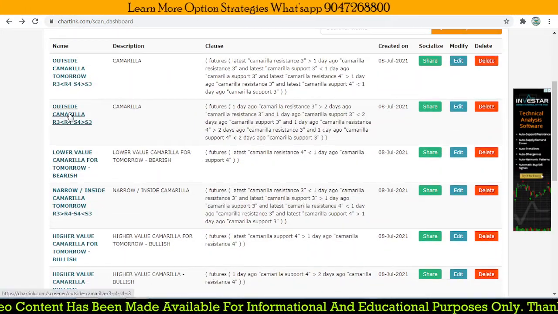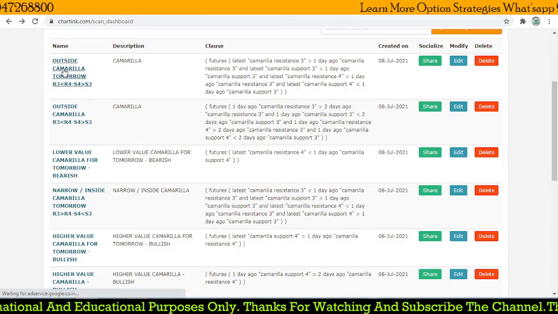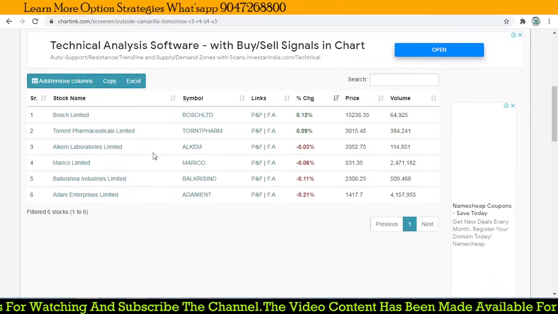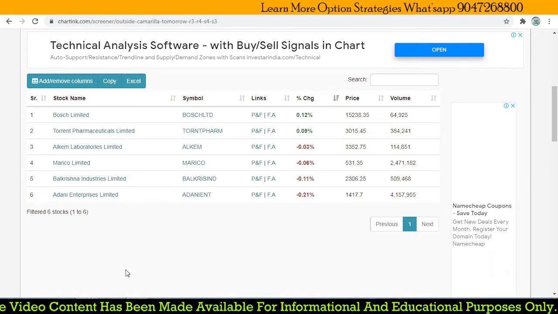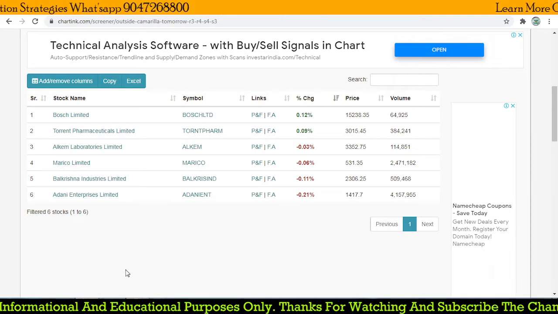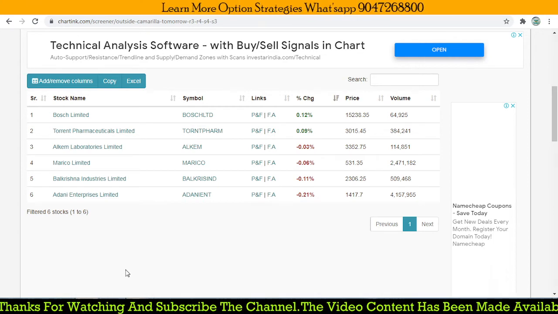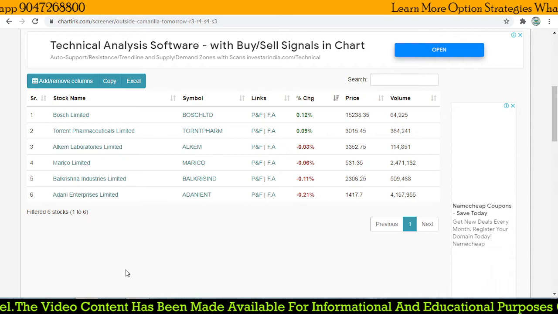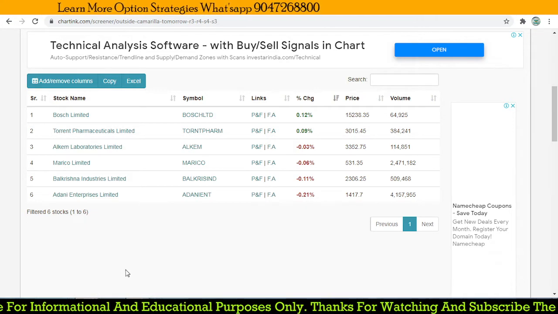That is the outside Camarilla. Let me show you the outside Camarilla, so we can focus on these stocks for a range bound kind of trade. Now you can do the homework, and we have done the homework. Next, let's see how the stocks react to the Camarilla pivot in today's analysis. Let's make another video on how these stocks perform, in a live market.